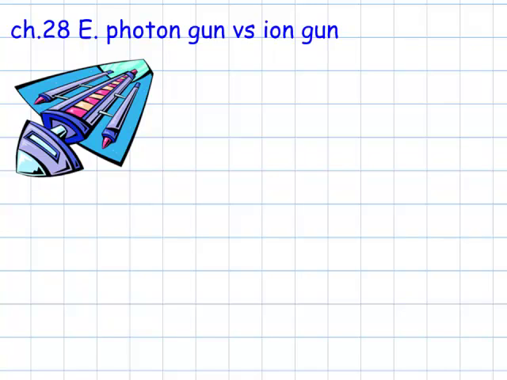The captain fires both types of guns. At what velocity do the aliens see the laser light and the ions approaching them? At what velocity do the aliens see the laser light and the ions move away from the cruiser?